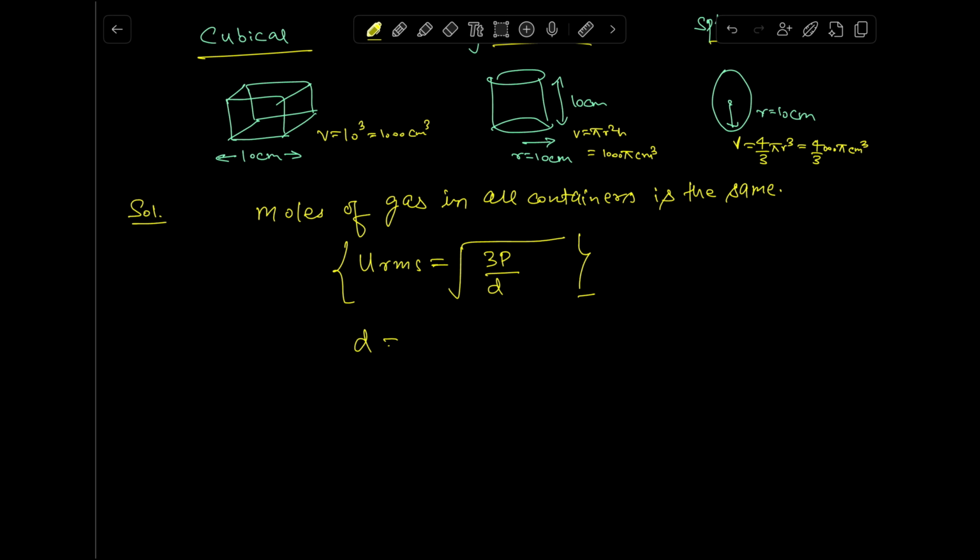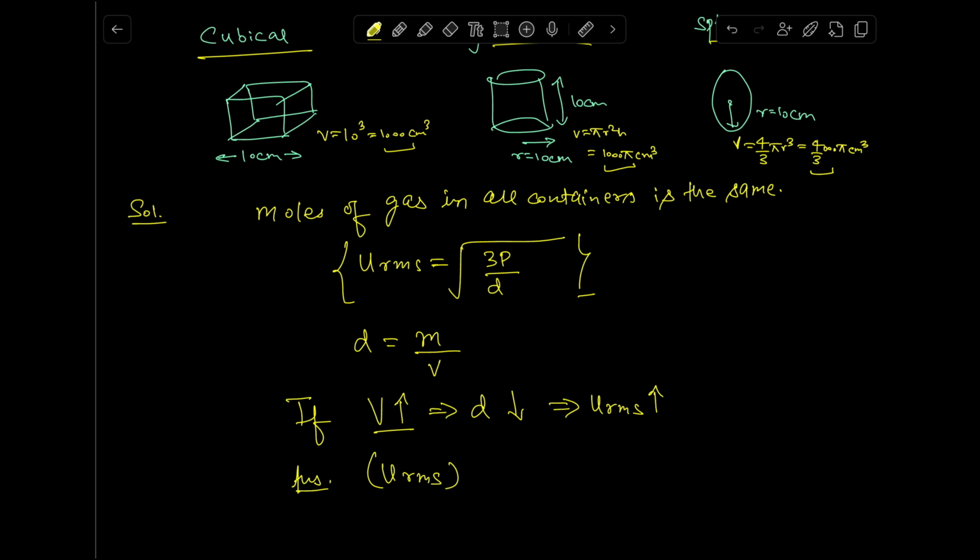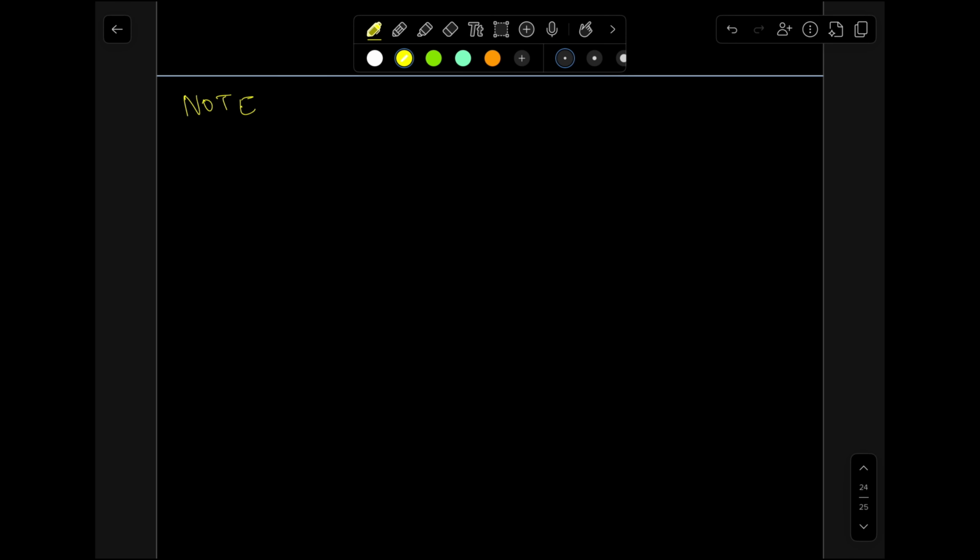So we know that density is basically mass divided by volume. If volume increases, that means density will decrease, which simply means that uRMS will increase. So we can simply write our answer that uRMS for spherical will be greater than uRMS for cylindrical, which will be greater than uRMS for cubical, because uRMS should be in same proportion as volume, whereas in inverse for density, right? So moving further, we'll talk about an important note, that is in KTG we always take SI units.